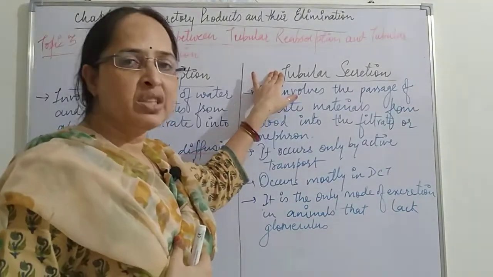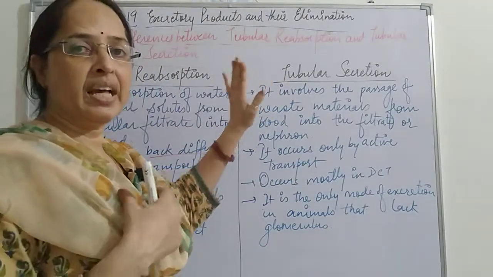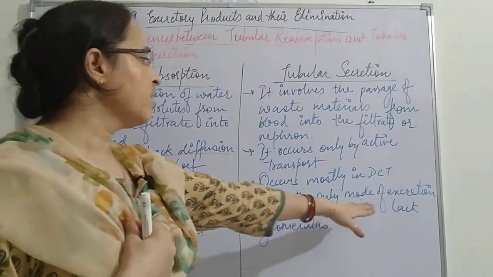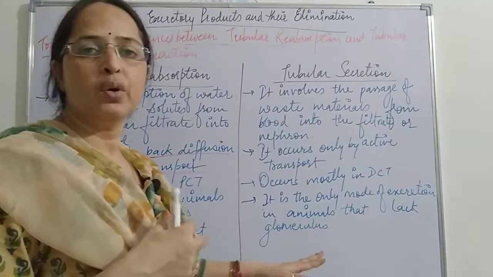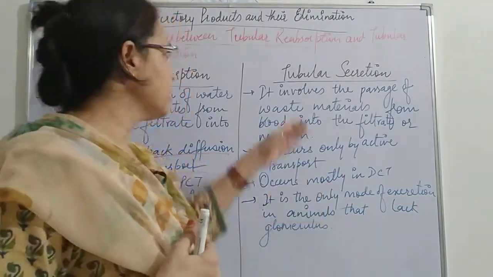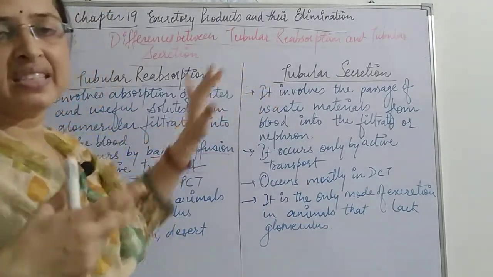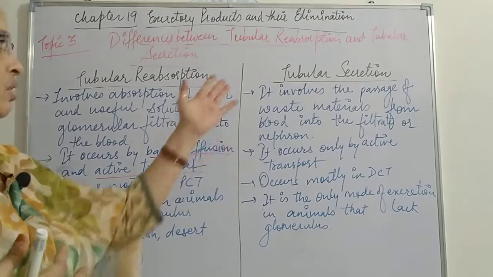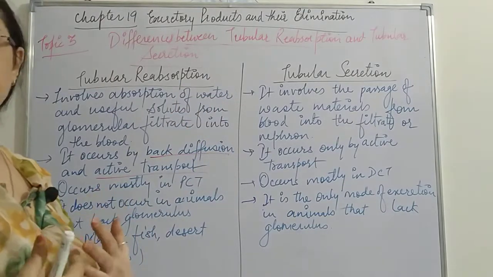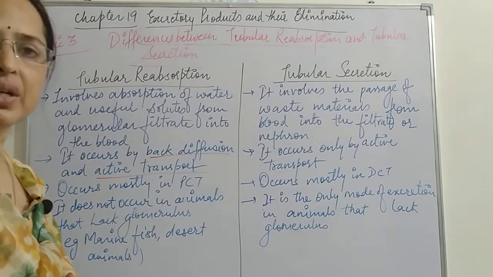Whereas tubular secretion is found in animals that lack glomerulus. They don't have glomerulus, that's why tubular secretion facilitates the removal of waste materials from the blood.